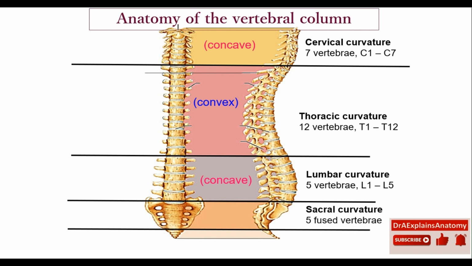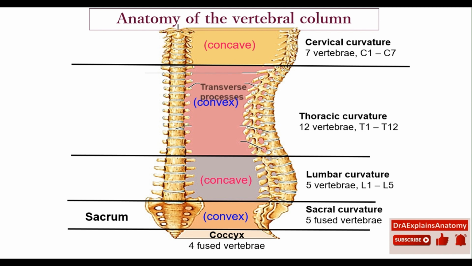Moving to the sacral curvature, which consists of 5 fused vertebra. These 5 fused vertebra are convex in shape and they form the sacrum. And then we have the coccyx, which consists of 4 small fused vertebra.